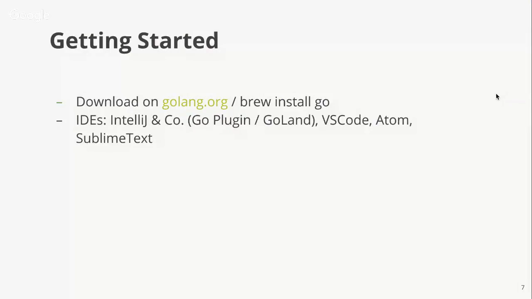To get started, you can download the distribution on golang.org. Or on macOS, you can also just call brew install go. I'm sure there also are packages for Debian, etc. There are various IDEs which you can use. IntelliJ has, for example, very good support using a plugin or a separate IDE called GoLand. Then there's Visual Studio Code, which has very, very good support for it, and Atom and Sublime Text also have support.